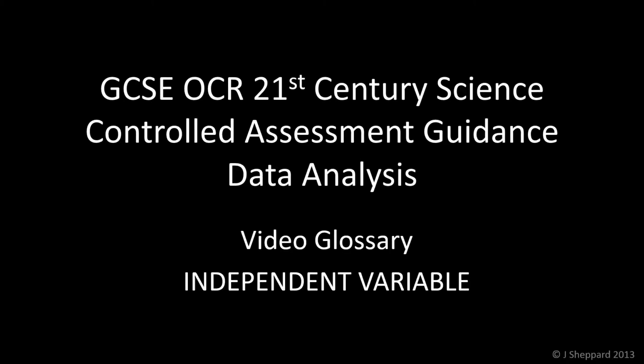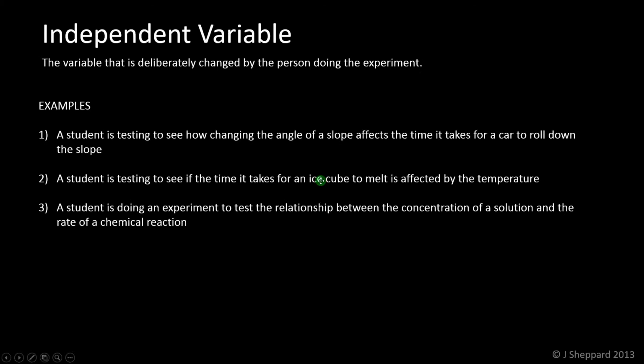Okay, so this is a discussion of independent variables in the context of the data analysis control assessment task. An independent variable is the one that's deliberately changed by the person doing the experiment. So you'll be given a hypothesis for your control assessment, and you will have to change one of the quantities in the hypothesis, and it's the one that you can deliberately change.